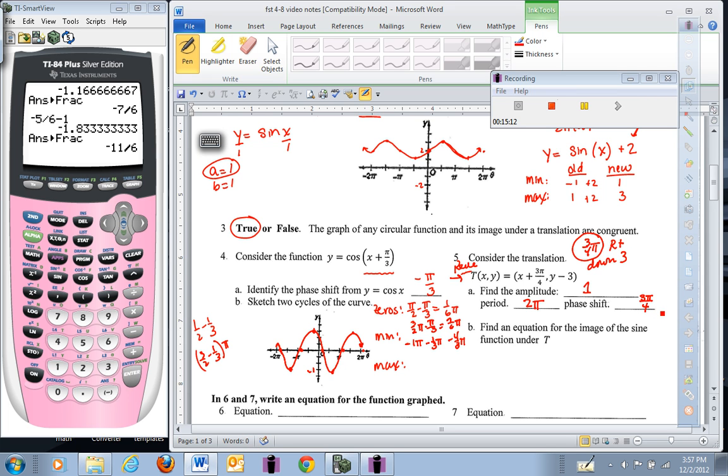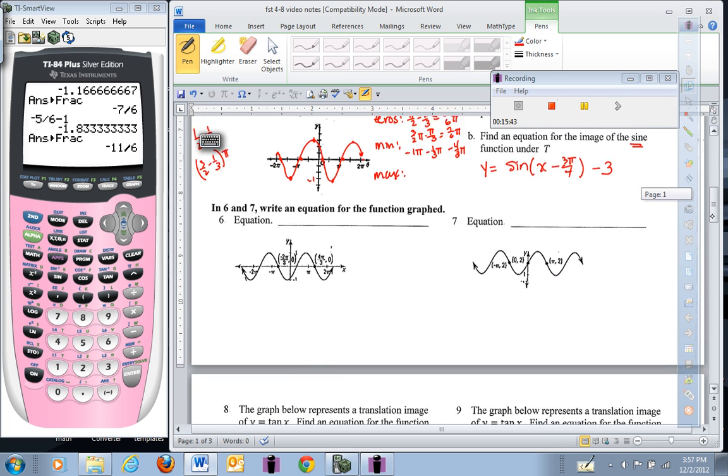I want to find the equation of the image of this, of a sine function. So, we're going to do sine. Inside our parentheses, if we want to go 3/4 of a pi to the right, we're going to write that as x minus 3 pi over 4, because that would take you to the right inside the grouping symbol. And then down 3, we write a minus 3 on the back end. Okay, that one was pretty easy, wasn't it?